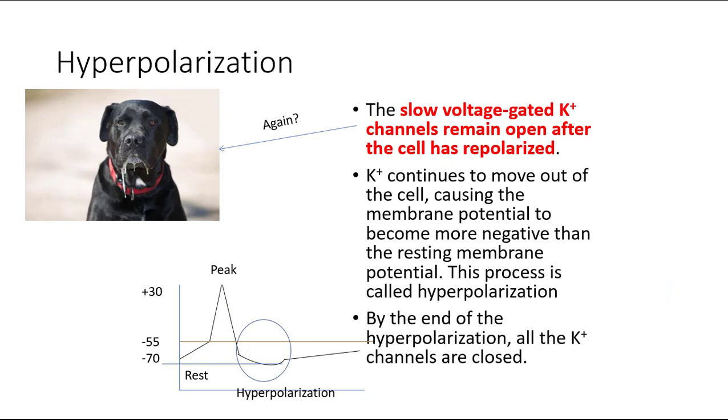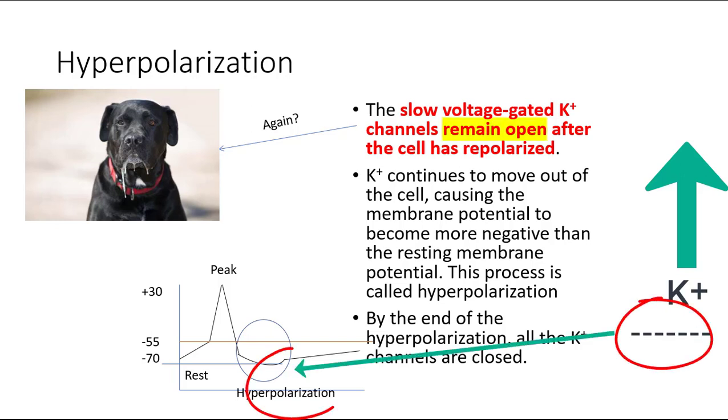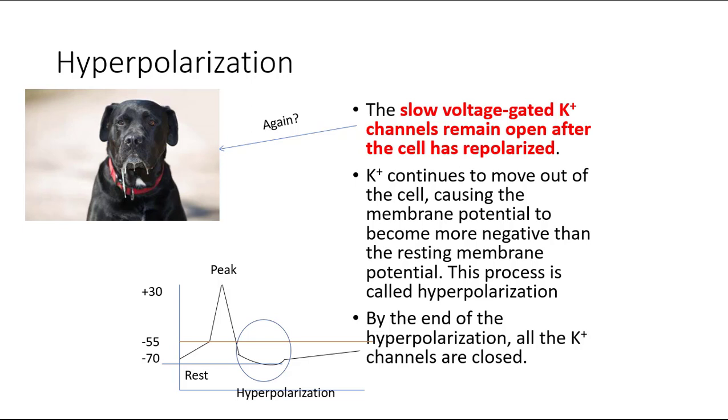The slow voltage-gated potassium channels remain open after the cell has repolarized. Potassium continues to move out of the cell, causing the membrane potential to become more negative than the resting membrane potential. This process is called hyperpolarization. By the end of hyperpolarization, all the potassium channels are closed.